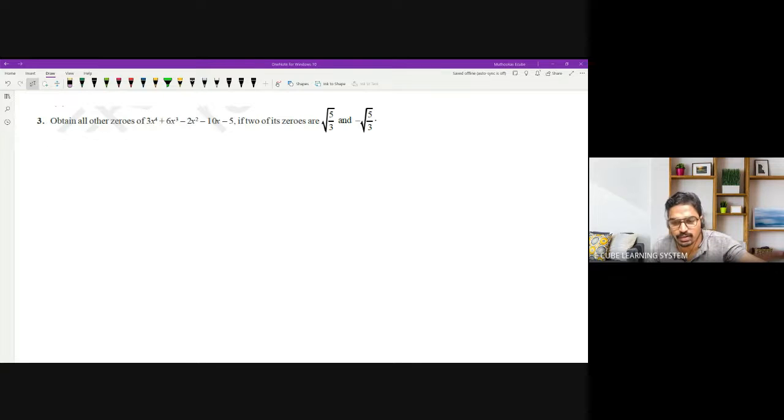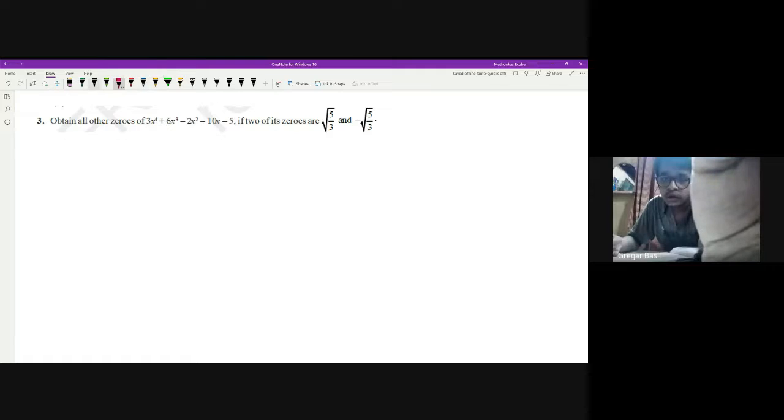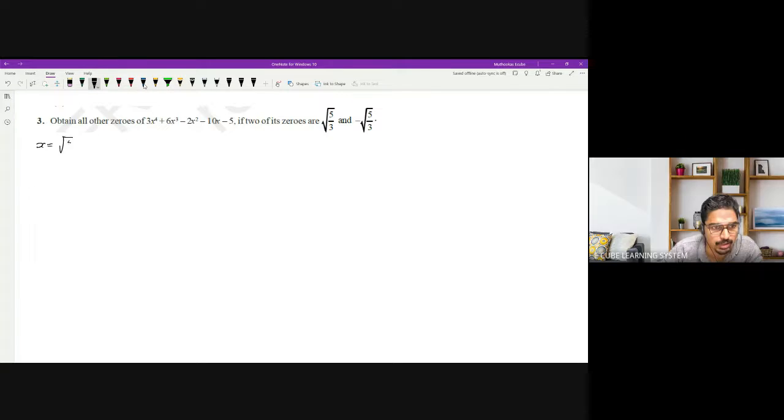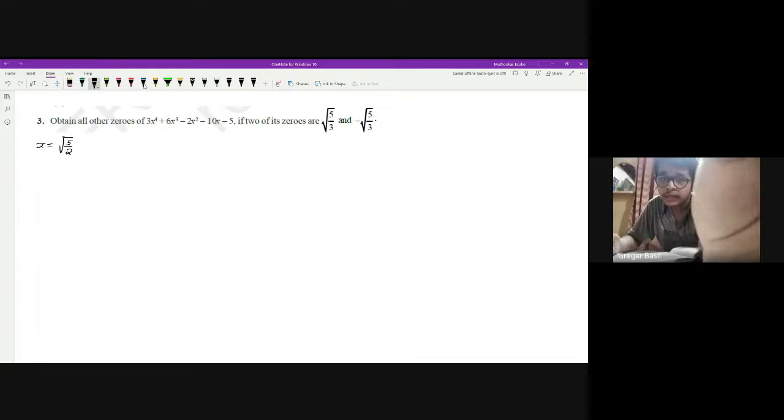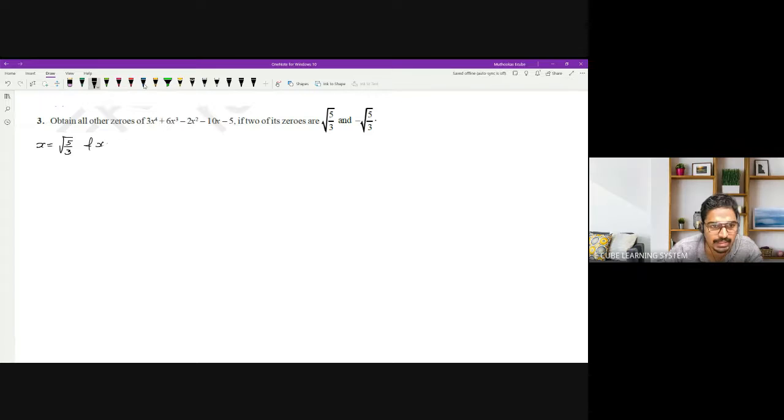Okay, right, Girgaran, what are the basic steps that we can write in here? From the question, sir, x equal to root 5 by 3 and x equal to negative root 5 by 3 are the zeros of p(x).